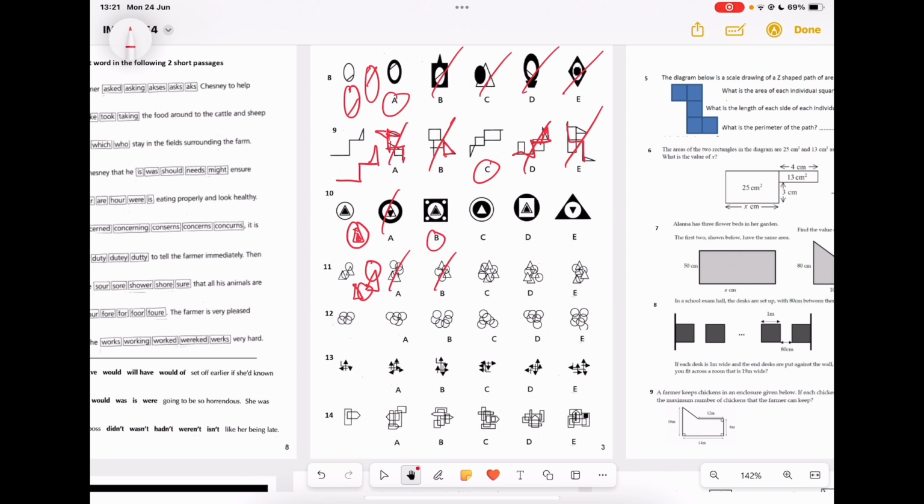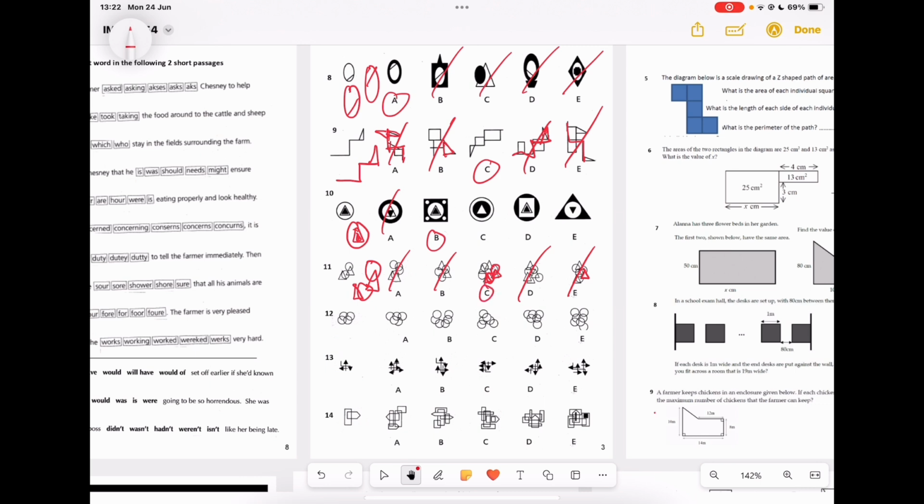With C, we can see that the answer will be C because our triangle is here, circle, triangle, circle. And you need to make sure that they're in the exact same place. So it's not D and it isn't E because this triangle is overlapping the circle rather than being see-through. So the answer is C.